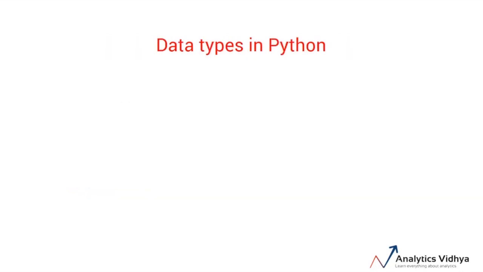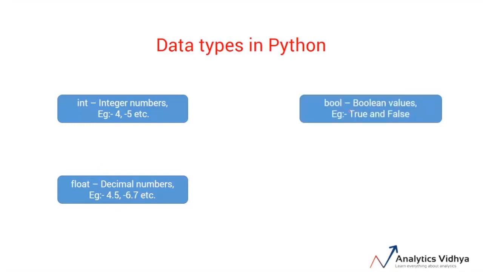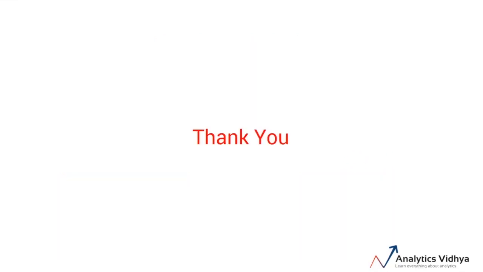Now, once a name is chosen, a variable can be used to store different types of data. For example, a variable can contain int data, that is integer numbers, for example 4, -5, etc. Variables can also store decimal numbers using the float data type, so they can store numbers like 4.5, -6.7, etc. The bool data type facilitates storage of Boolean values, that is True and False. We can use the str data type to store strings, such as Python in this case. So this was all about variables and different data types in Python.